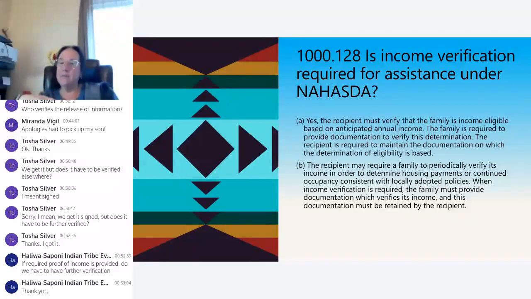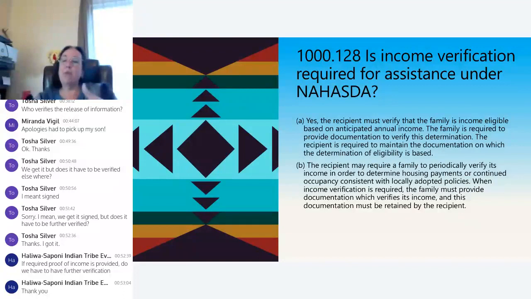So 1,128, is income verification required for assistance under NAHASDA? Yes, the recipient must verify the family is income eligible based on anticipated annual income. The family is required to provide documentation to verify this determination. The recipient is required to maintain the documentation on which this determination of eligibility is based. Remember, I said you got to move that from file to file. Make sure your procedures do that, or your policies.